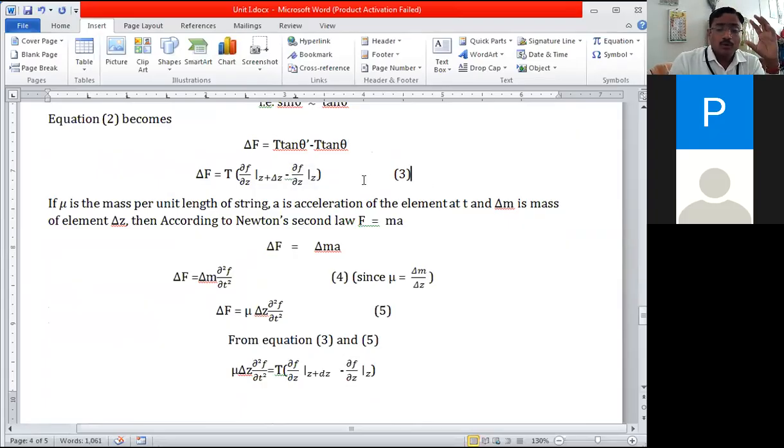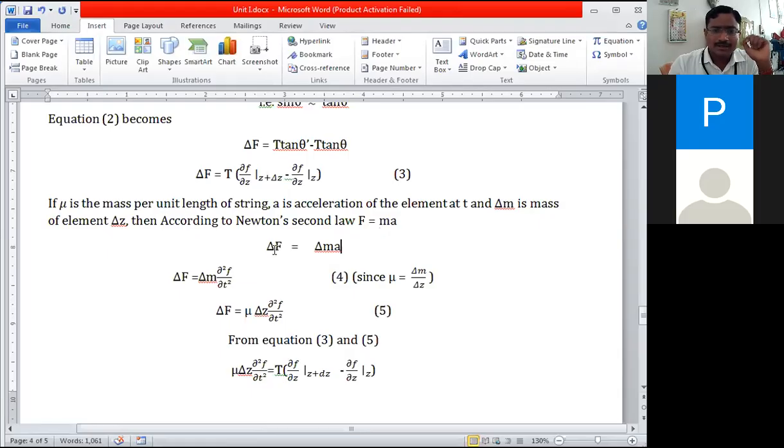Now, mu we have considered as the mass per unit length of the string. A is acceleration of the element at t. Delta m is the mass of the element, delta z. Then, according to Newton's second law, F is equal to ma. If mu is the mass per unit length of string, A is acceleration of the element at t, and delta m is the element.